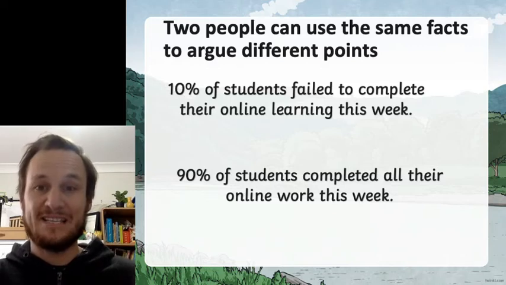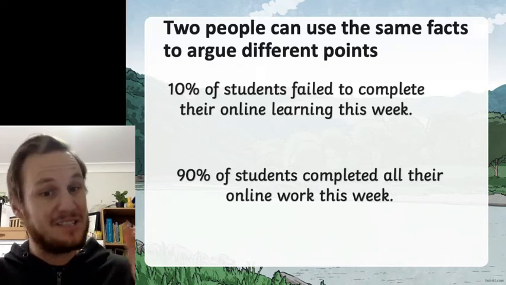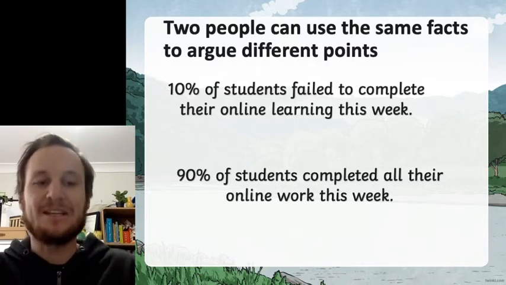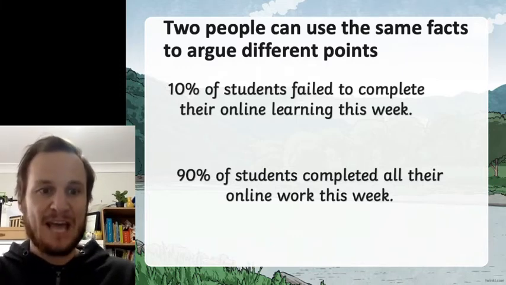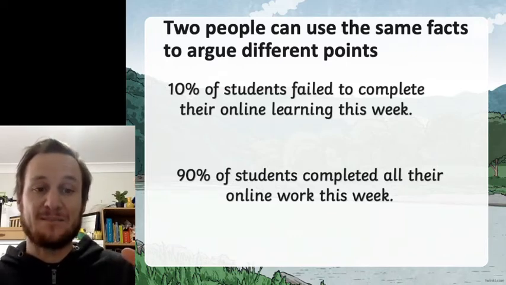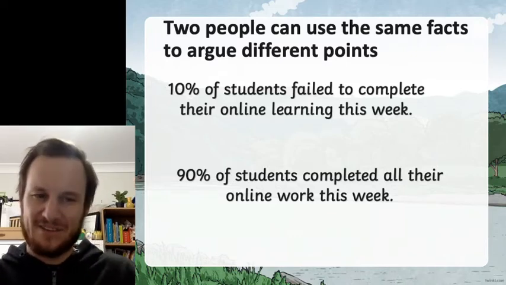Also, you got to look at the differences between, sometimes people use facts, but for different arguments. So let's look at last week's online learning. This is not true facts, but let's just pretend like they are. If someone came and they wrote a story and they said, did you know that 10% of students failed to complete their online learning this week? That's 10% of kids, right? They're using the facts, but to their opinion, right? They're using it for their own purpose.